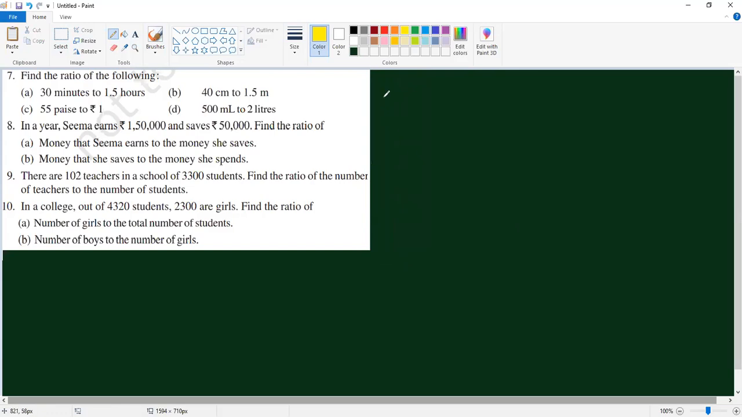Question number 8 we will do now. In a year, Seema earns rupees this much and saves this much. What is the ratio of money Seema earns to the money she saves? Okay. So earning is to saving. We have to find out A. Earning is to saving.